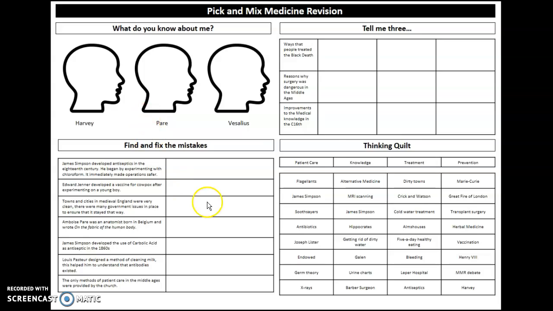Now remember, you do not need to print this revision sheet out. These things can be drawn out in your book. You could draw out the 3 figures. You don't need to draw the heads. You could just give me the information. You could draw out the 3 tables as well and the colour code sheet. So all in all, that should take you an hour to complete, making sure you refresh your knowledge by looking at GCSE Pod.